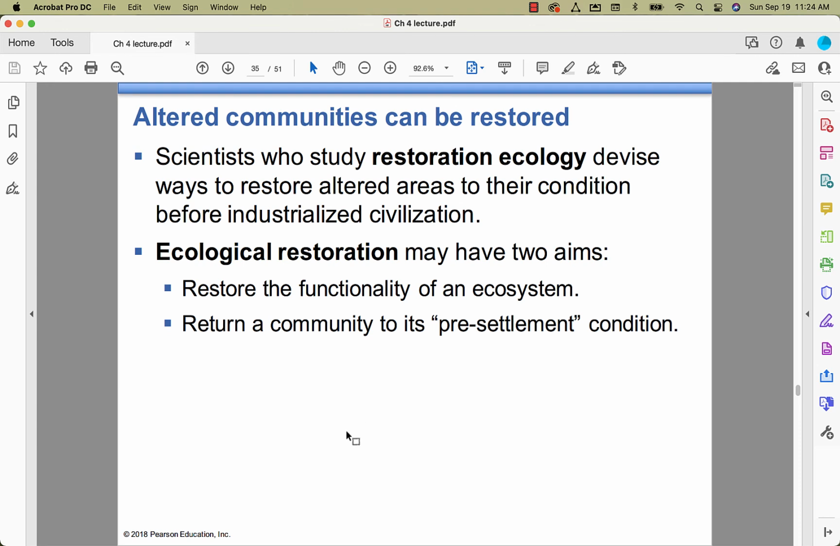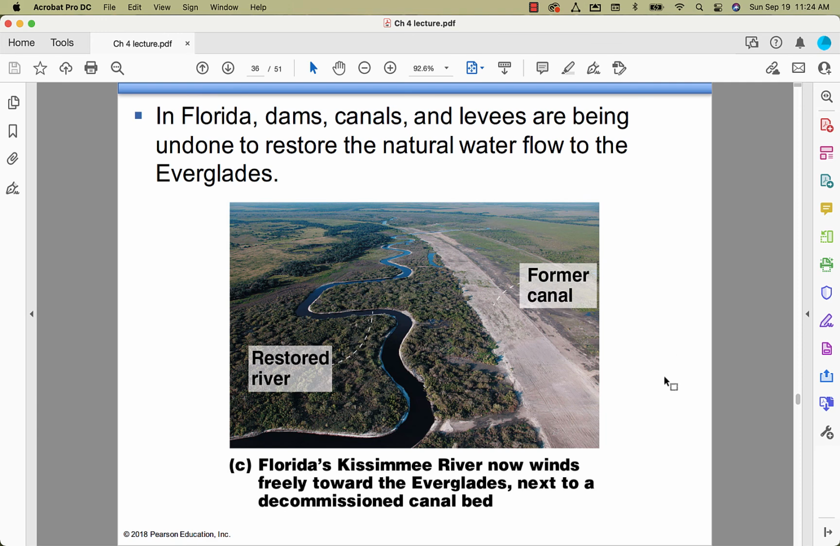When communities get changed, whether it's a natural disturbance or a human-induced disturbance, you can restore an ecosystem to increase ecosystem service function. So you can be a restoration ecologist. This is a thing. You look at ways to put ecosystems back to the way that they were. So you want to restore the functionality of an ecosystem. So you're going to let it do the ecosystem services that it's been doing. And you put a community back to its pre-settlement conditions. You fix it.